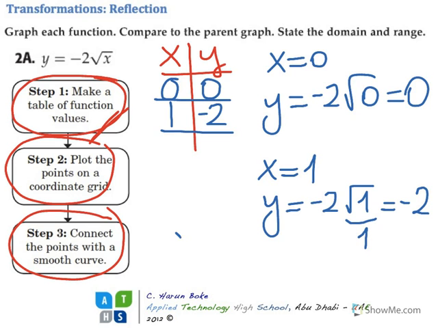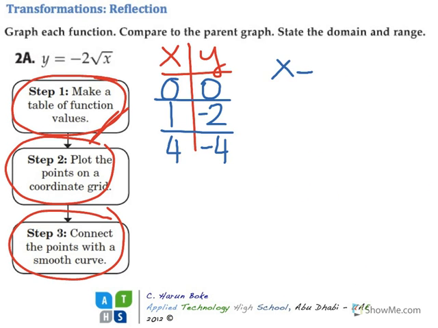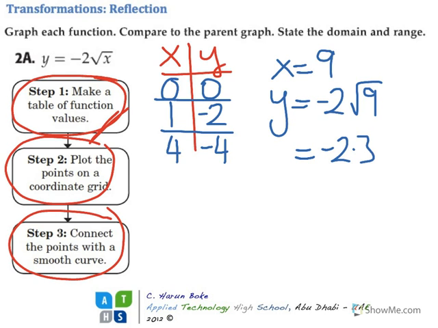For x is 4, y is minus 2 times square root of 4, which is 2. So it's minus 2 times 2, minus 4. So if x is 4, then we have minus 4 for y. And for x is, say, 9, y is minus 2 square root 9, which is minus 2 times 3, which is minus 6. So we have minus 6 for 9. So this is our table.